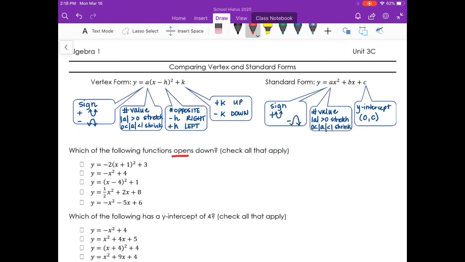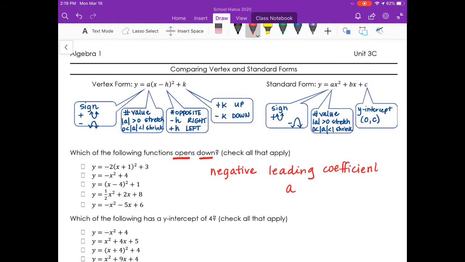We can tell whether a function opens up or down by looking at the leading coefficient A. If the value of A is a negative number, then the graph will open downward like a frown. So we're going to identify each of the functions to the left that has a negative leading coefficient.